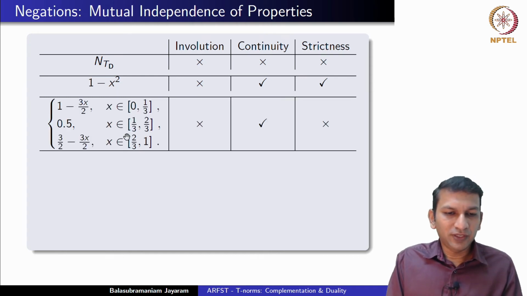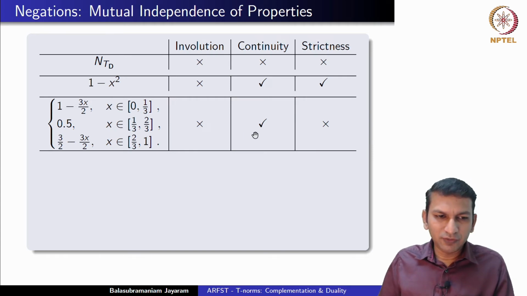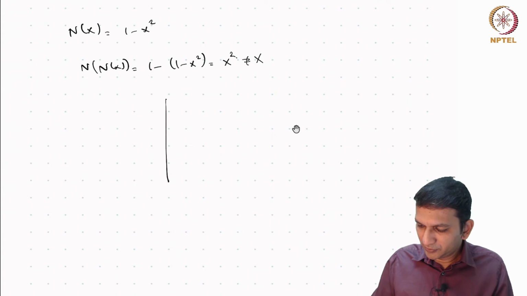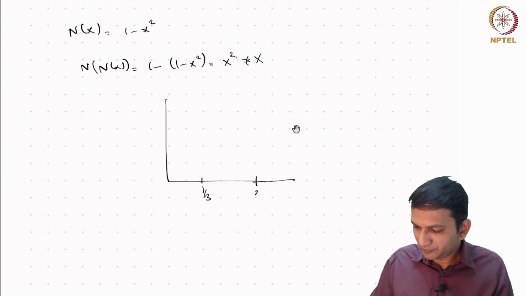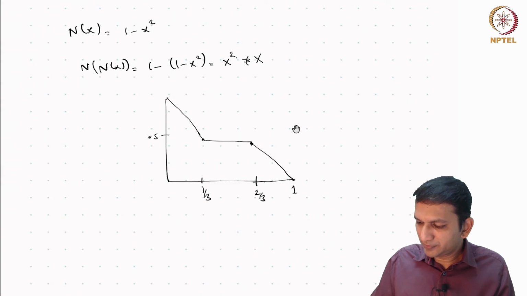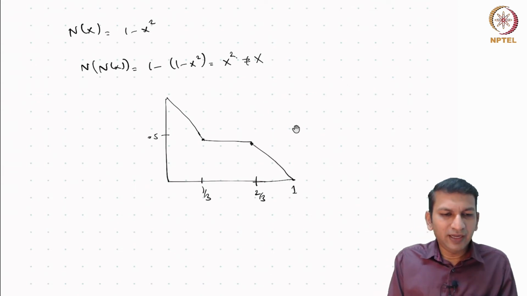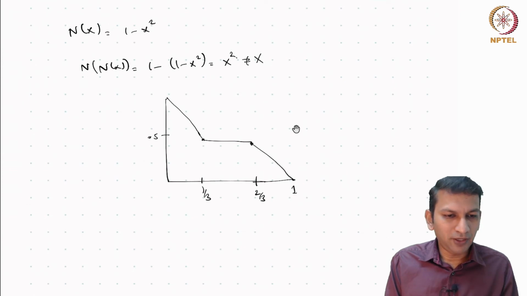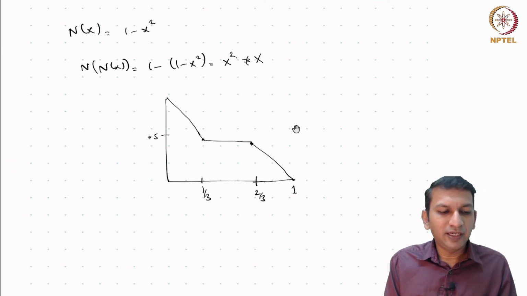If you look at this function, in fact the graph of this function would look something like this. Up to 1 by 3, it falls from here to here. Then between 1 by 3 and 2 by 3, it is 0.5, and then it comes down to 0. So you can see here, it is continuous, but not strictly decreasing, and it is also not involutive.